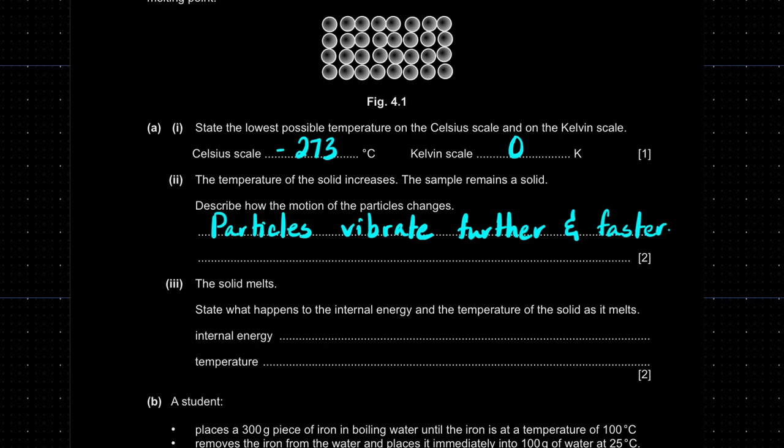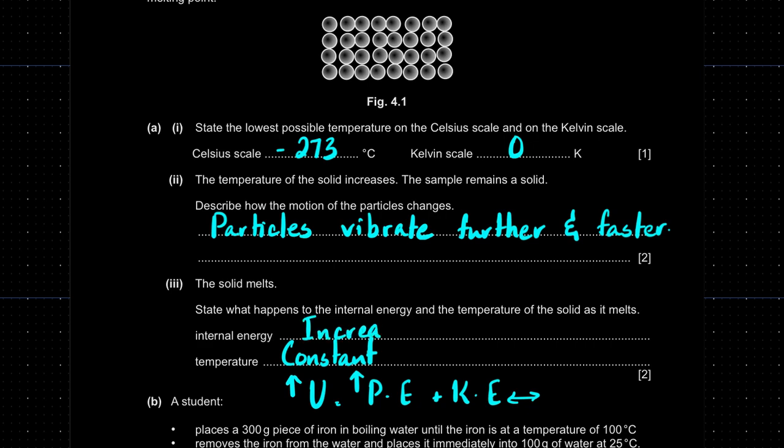Part 3, the solid melts. State what happens to the internal energy and the temperature of the solid as it melts. So temperature stays constant at state changes. But remember that the internal energy is the potential energy plus kinetic energy. The potential energy increases, nothing happens to the kinetic energy because the temperature is constant. But since the spacing increases, potential energy increases, which causes internal energy to increase as well.